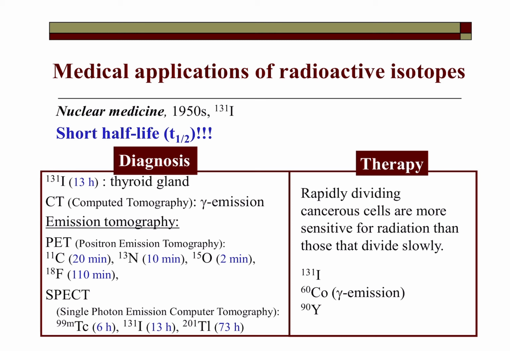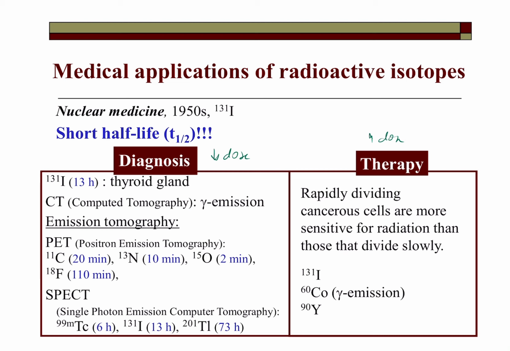Medical application of the radioactive isotope. We can use it in medicine for diagnosis and therapy. In diagnosis, we usually use a low dose, and in therapy, we usually use a high dose of the same compound. For example, we can use iodine 131, which has a half-life of 13 hours, for the thyroid gland for diagnosis, but we can also use it in a high amount for therapy.